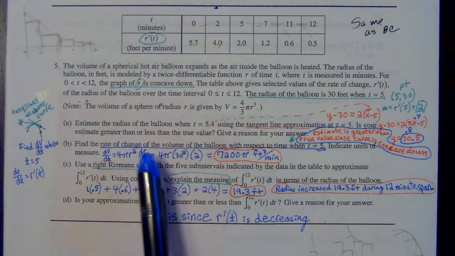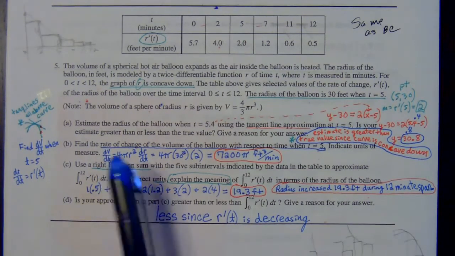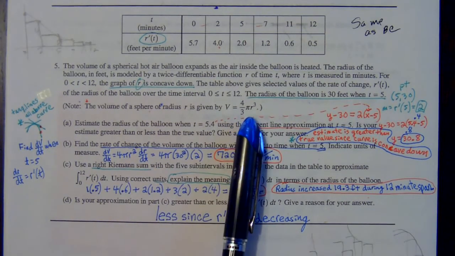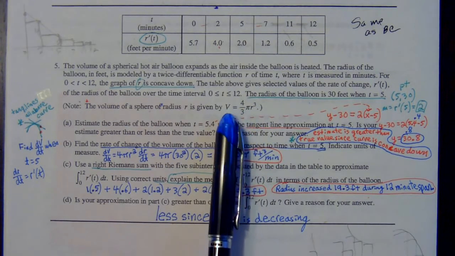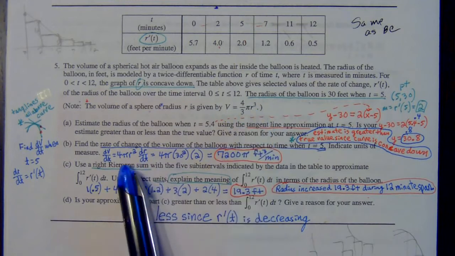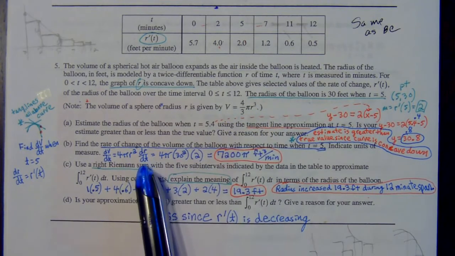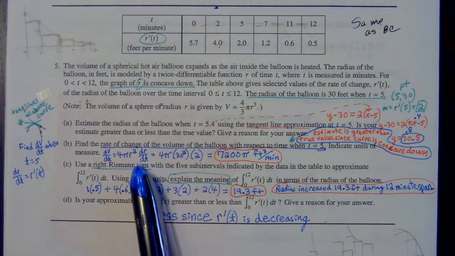Part B is a normal related rate problem. It says find the rate of change of volume. We know that simply means dV/dt. We've done a lot of harder problems than this, but they give us the volume equation for that sphere. So we're going to take the derivative: dV/dt, multiply by the power, decrease the power by 1, so you get 4 pi r squared. But we're differentiating with respect to time, so you have to tag on the dr/dt, and then you plug stuff in.